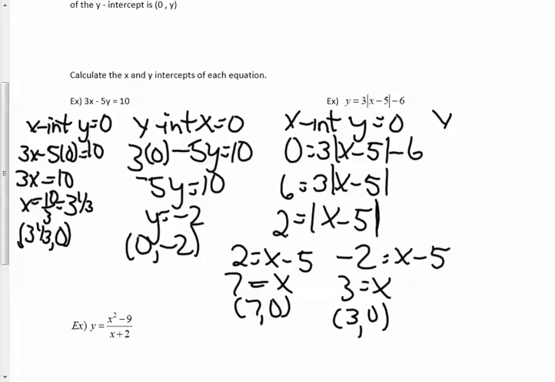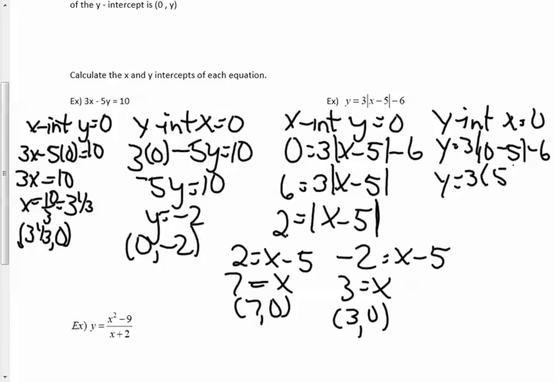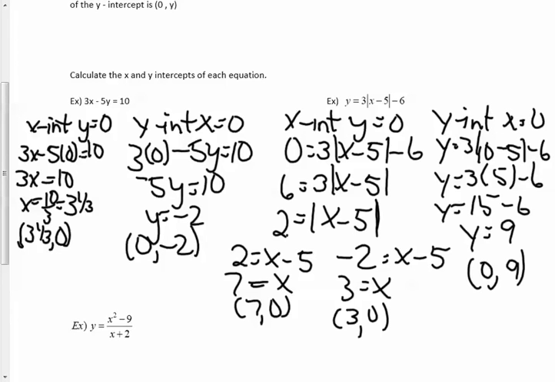Now, the y-intercept, we know x is 0. So now keep in mind 0 minus 5 is -5, but the absolute value of -5 is 5. And now I just do order of operations. So it's 15 minus 6, and 15 minus 6 is 9. So the y-intercept is 9, and I can write that as an ordered pair 0, 9.